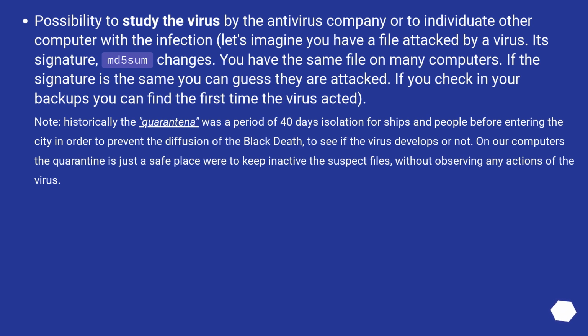Note, historically the quarantina was a period of 40 days isolation for ships and people before entering the city in order to prevent the diffusion of the Black Death, to see if the disease develops or not. On our computers, the quarantine is just a safe place where to keep inactive the suspect files, without observing any actions of the virus.